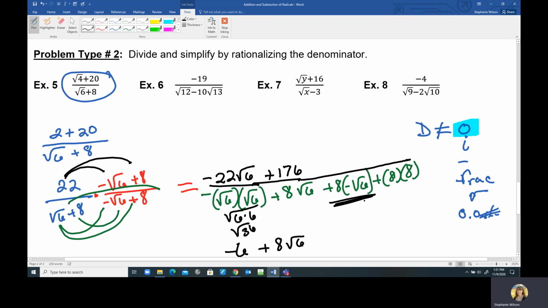I'm going to rewrite this in a cleaner form. I'm going to bring that negative sign out to the front. Negative times positive is negative. And then I got 8 square root of 6. And then bring down the positive because they're both positive. 8 times 8 is 64. We're almost done. If you notice that we have a positive 8 square root of 6 minus an 8 square root of 6. Those actually cancel each other out and go to 0, and that's what we wanted.